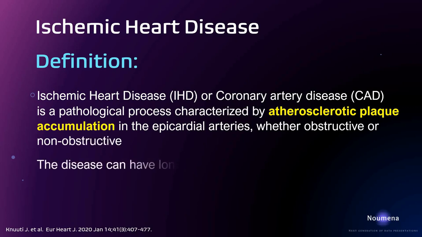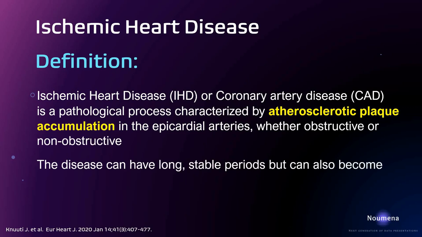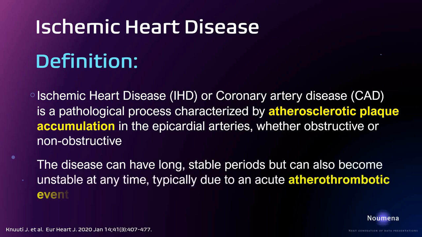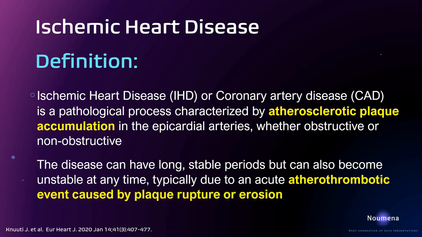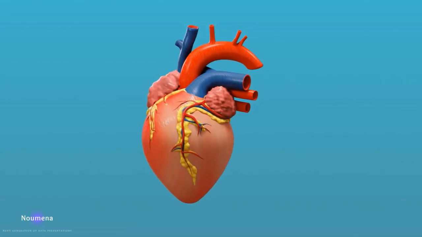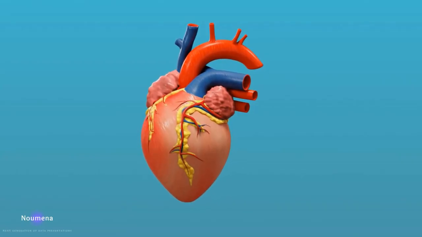The disease can have long, stable periods but can also become unstable at any time, typically due to an acute atherothrombotic event caused by plaque rupture or erosion. Let's explore the events leading to plaque rupture. Atherosclerosis is the disease of the tunica intima of the blood vessels. It usually affects the coronary arteries of the left ventricle.